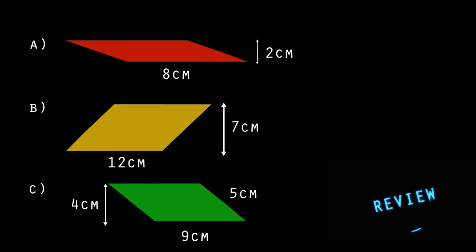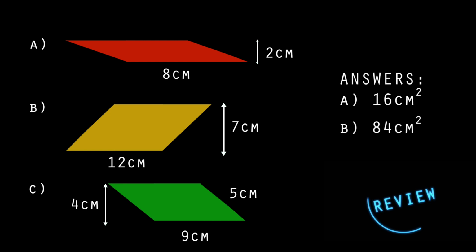Shape A had a base length of 8 centimeters and a height of 2 centimeters. So that's 8 times 2, 16 centimeters squared. For shape B, we had a base length of 12 centimeters and a height of 7 centimeters. So that's 84 centimeters squared. Shape C included some extra information to check you knew which bits you were using. We needed to multiply the base length by the height, not the slanted side. So that's 9 centimeters times 4 centimeters, which gives us an area of 36 centimeters squared.